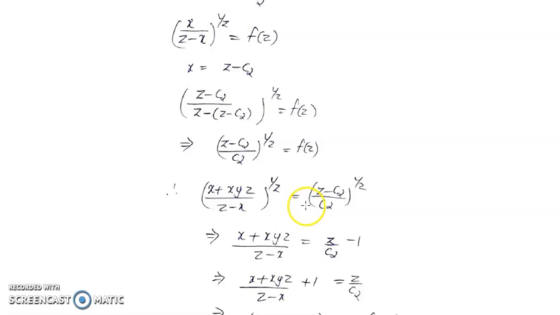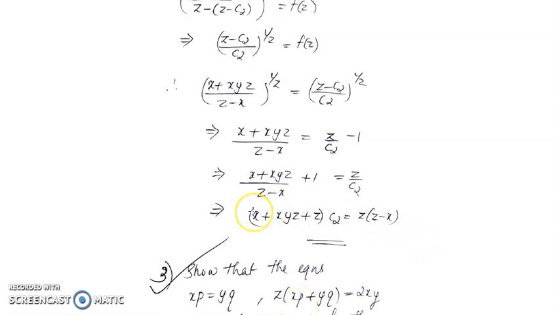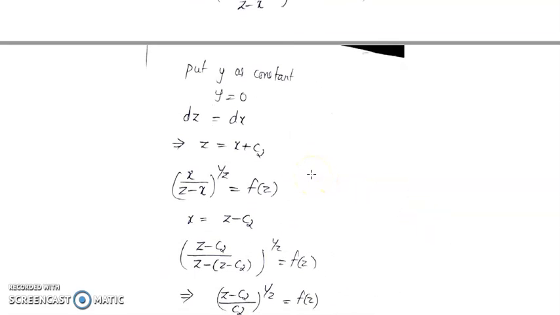So if you take the power 1 by z, it cancels. Take whole power z on both sides. So the power cancels out. So x plus xyz by z minus x will be equal to z minus C2 by C2, minus 1. So on simplifying, you will get x plus xyz plus z into C2 equal to z into z minus x. So that is going to be the solution of the given PDE.